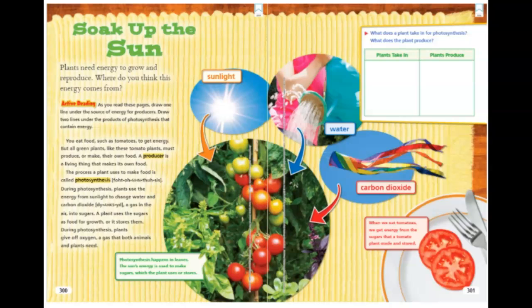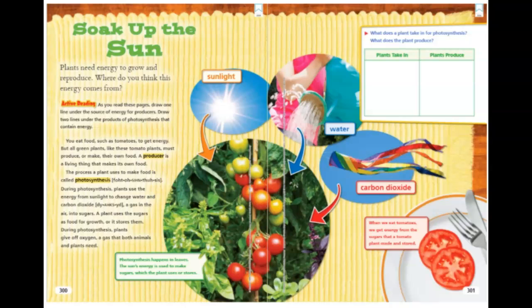Soak up the sun. Plants need energy to grow and reproduce. Where do you think this energy comes from? As you read these pages, draw one line under the source of energy for producers. Draw two lines under the products of photosynthesis that contain energy.